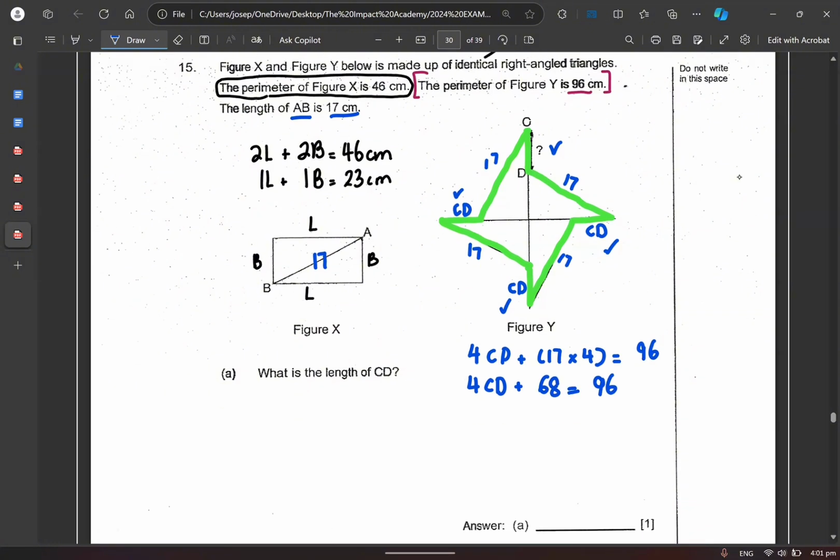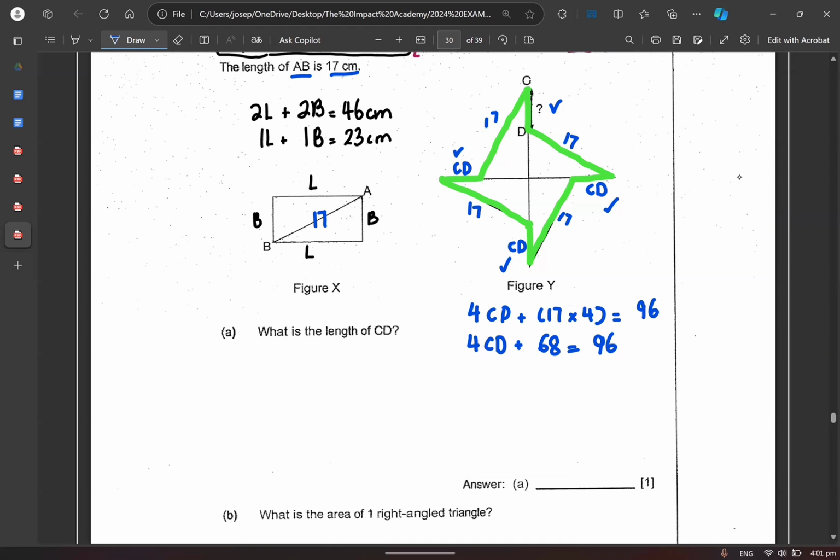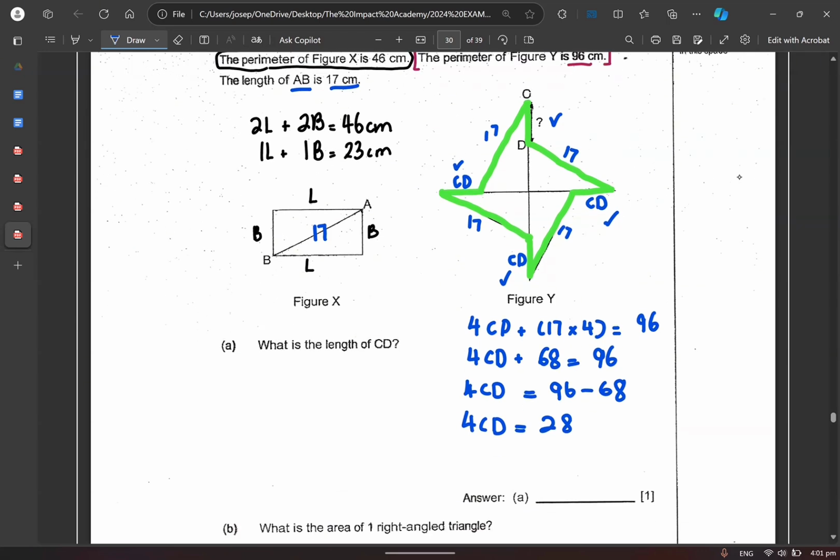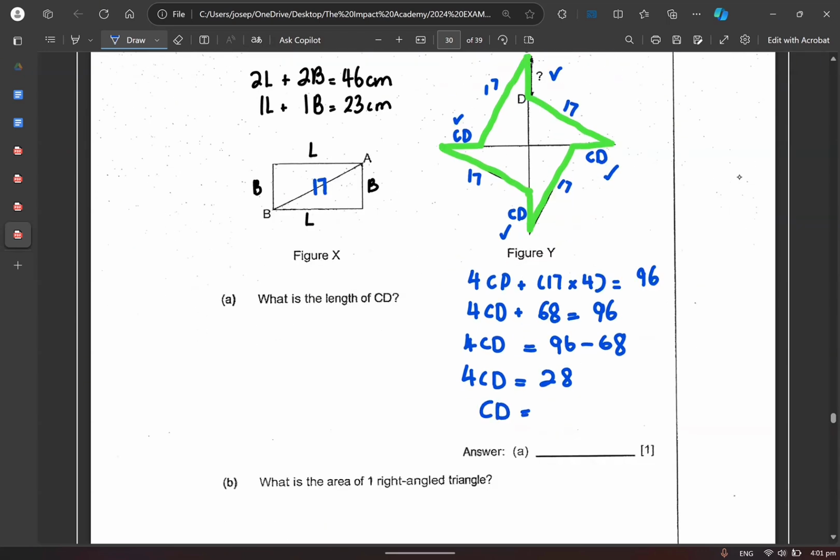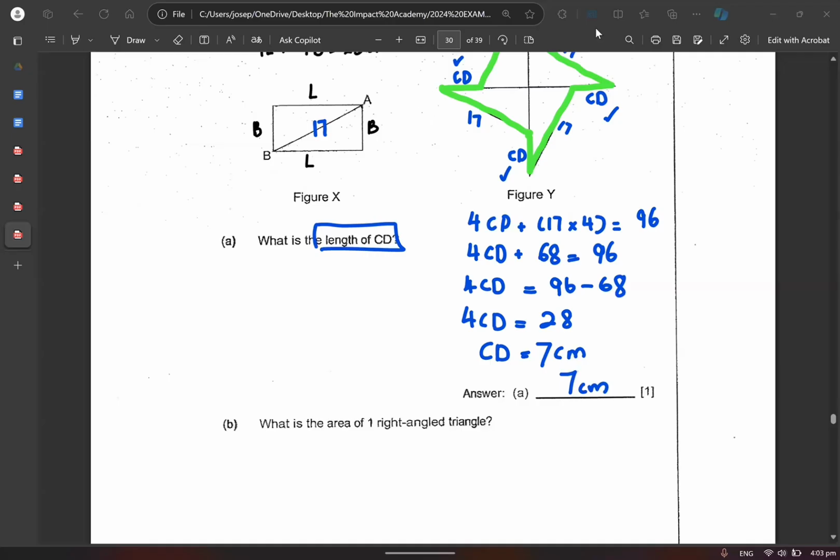Can you see that? So from here itself, isn't it true that you can find your 4 CD already? Agree or disagree? You just have to do 96 minus away 68. Agree or disagree? All right, so 4 CD is actually equals to 28. Am I making sense here or not making sense? Of course, what I want to do now is obviously find my 1 CD, right? Because the question says the length of CD, just 1 itself will do. Right, you get to 7 cm, and therefore, this is your answer for option A.